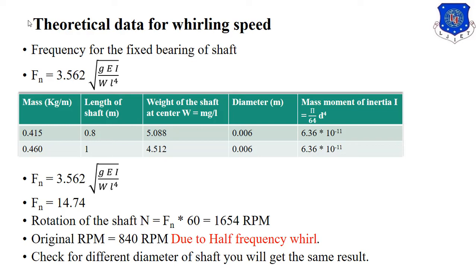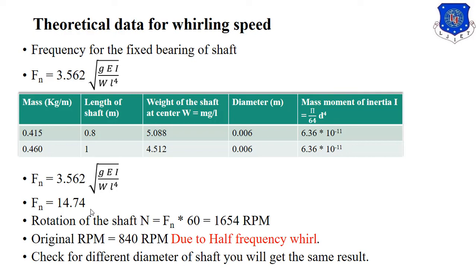Let us check it. For this, the frequency Fn is equal to 3.562 under root of GEI upon W L raised to 4. I have already explained what G, E, I, W and L are. Here we will take the data for the first point, that is 0.8 meter length and 0.006 meter diameter. Let us calculate the frequency value. We get the frequency value as 14.74 hertz.